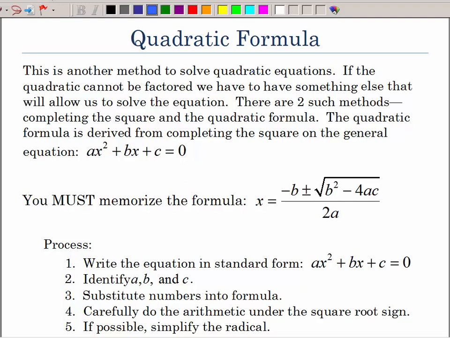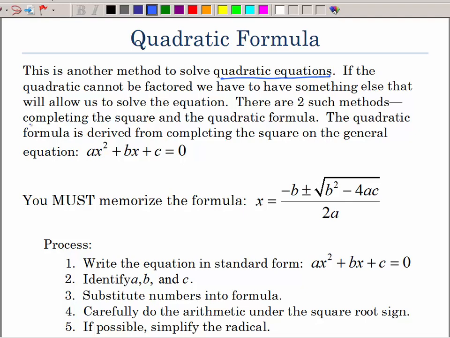In this video, we are going to learn the quadratic formula. It is another method to solve quadratic equations. Earlier in the semester, we solved quadratic equations by factoring. But what happens when you cannot factor? Well, we can still solve.